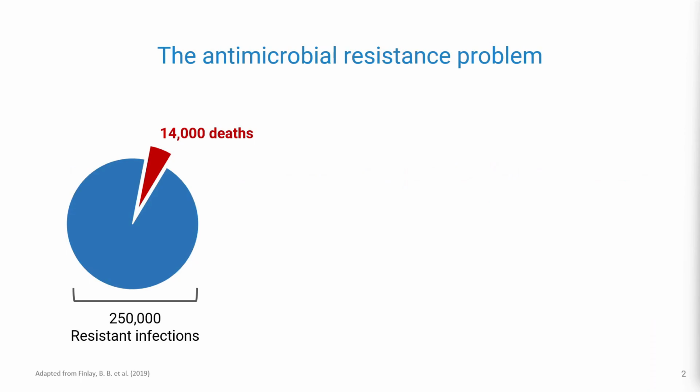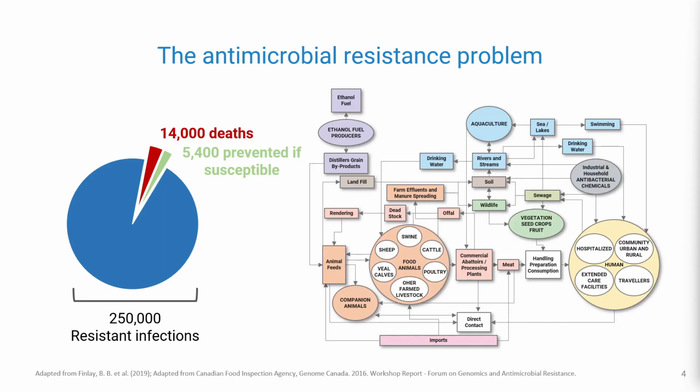Just in 2018, Canada saw at least 250,000 infections that resisted first-line antibiotics. Of these infections, 14,000 individuals lost their lives. Of these 14,000 deaths, 5,000 could have been prevented had they originally been susceptible to first-line antibiotic treatment. And the prevalence of resistance is growing still. And this could be attributed to two major factors.